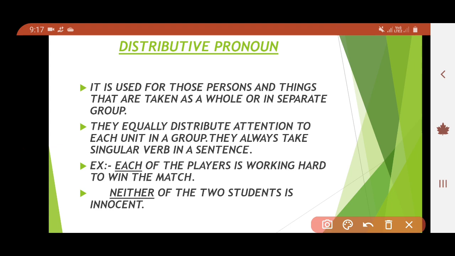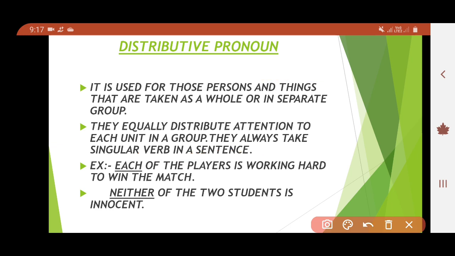What is distributive pronoun? Where do we use it? It is used for those persons and things that are taken as a whole or in separate groups. Okay, they equally distribute attention to each unit in a group. They always take a singular verb in a sentence. Okay, so what does it mean?